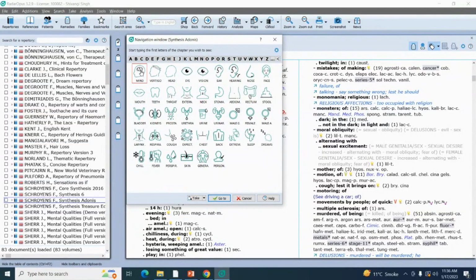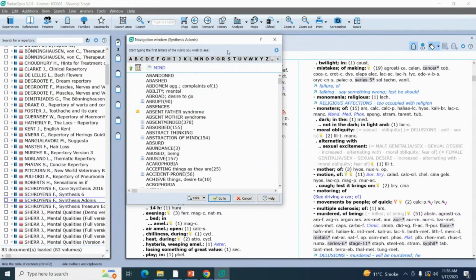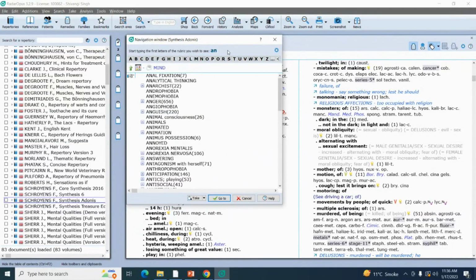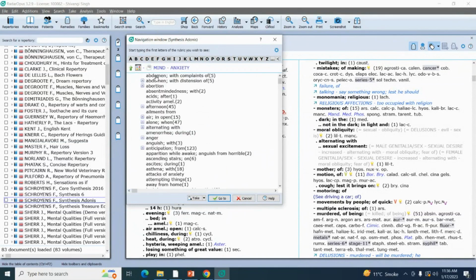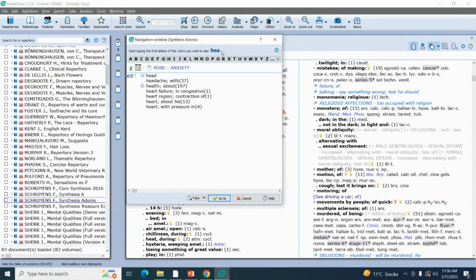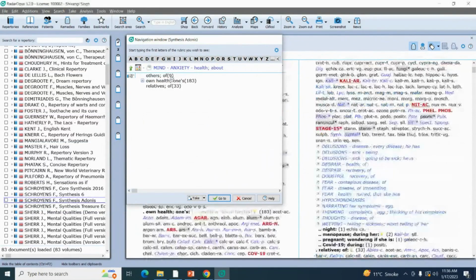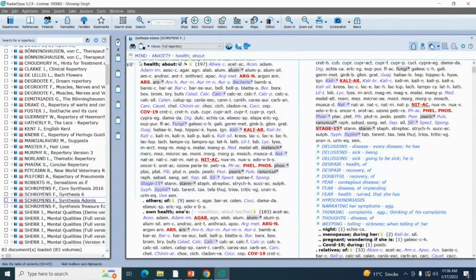Anxiety is also a mental symptom. I'm going to the Mind chapter. Now I'm typing here anxiety. In front of this, start typing the first letter of the rubric you wish to see. Anxiety. Just write down the initial. You'll get your rubric below. This I told you earlier. Anxiety. Health about. Enter. Now your rubric has opened on your main display screen exactly like this. From Mind chapter, anxiety is my rubric, health about is my sub rubric.